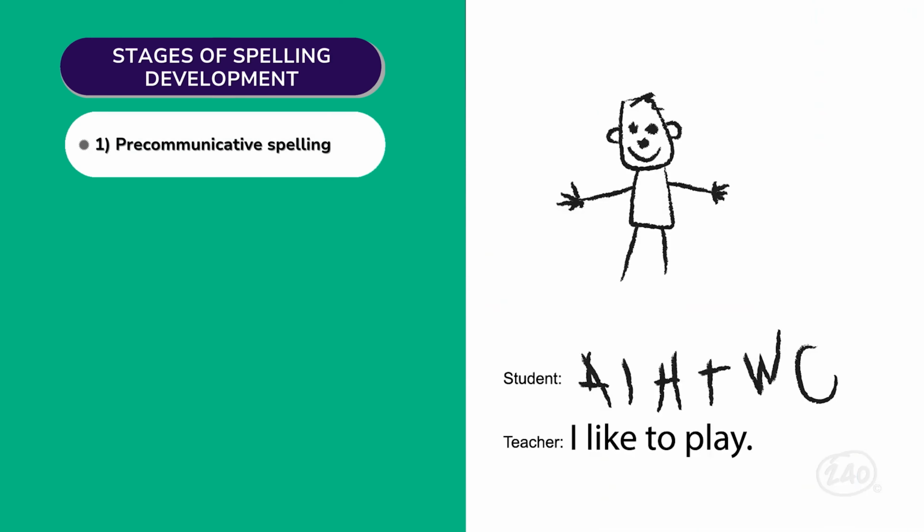In the pre-communicative spelling stage, a child uses letters from the alphabet to represent words without demonstrating knowledge of letter-sound correspondence. The words appear as random strings of letters.